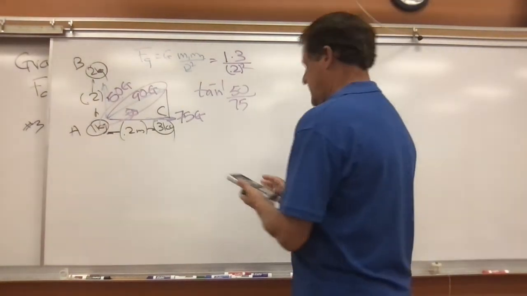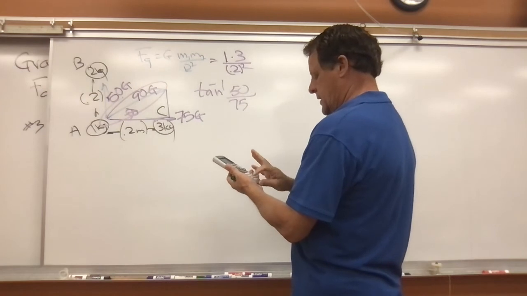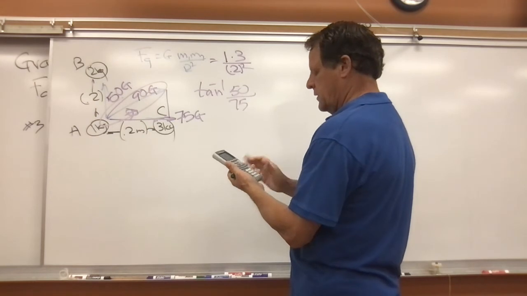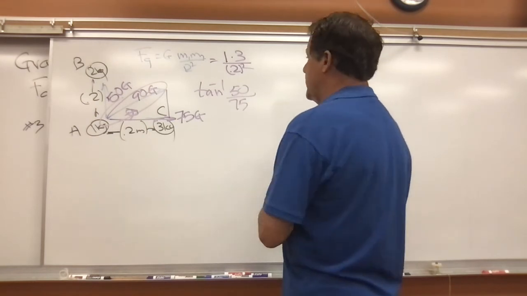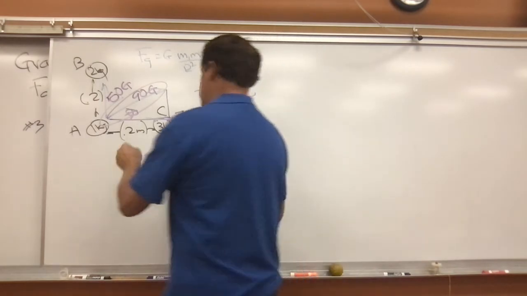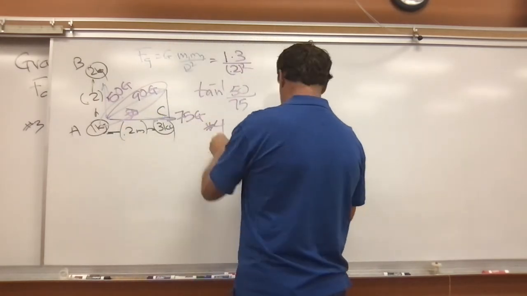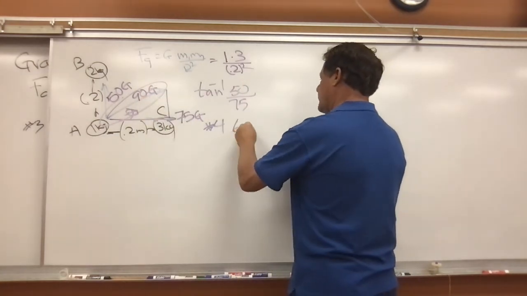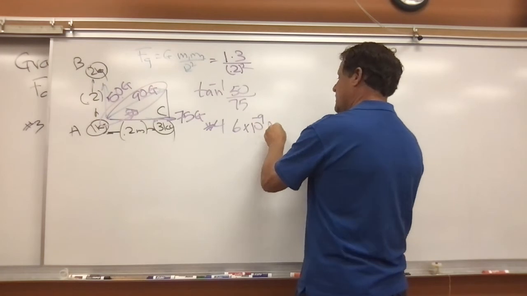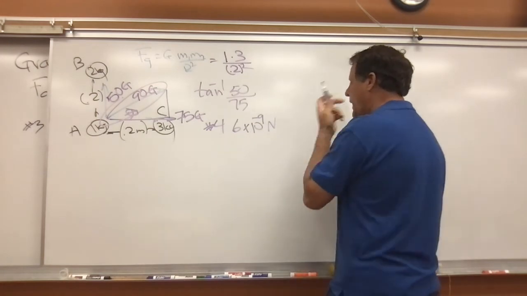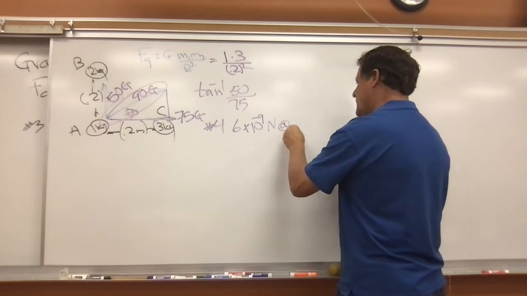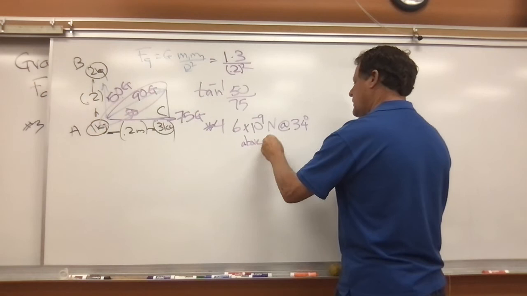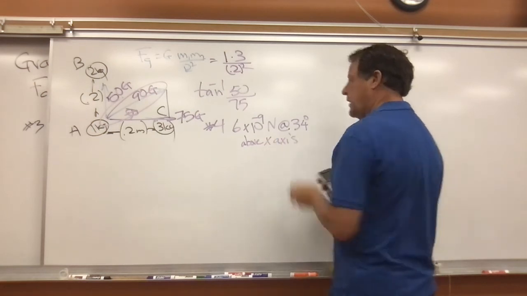So we're going to take 90G, which is 90 times 6.67 times 10 to the negative 11th. For number 4, 90G is equal to 6 times 10 to the negative 9th newtons, and that's going to be at 34 degrees above the x axis.